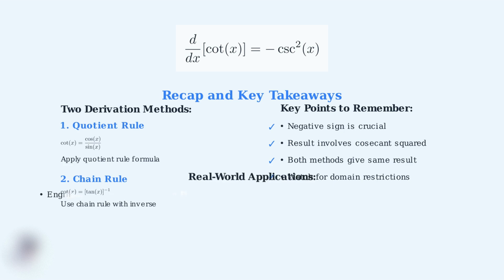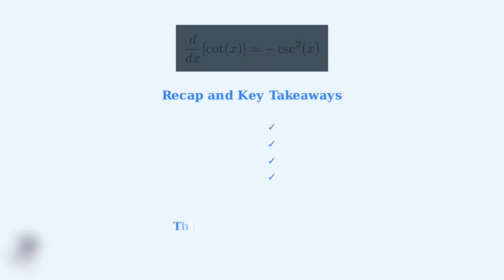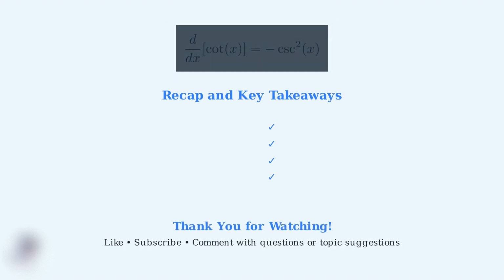This derivative has wide-ranging applications across many fields. You'll encounter it in engineering calculations, physics problems involving oscillations and waves, signal processing applications, and throughout advanced calculus courses. Understanding the derivative of cotangent is essential for success in calculus and its applications. The techniques we've learned here will serve you well in more advanced mathematical topics.